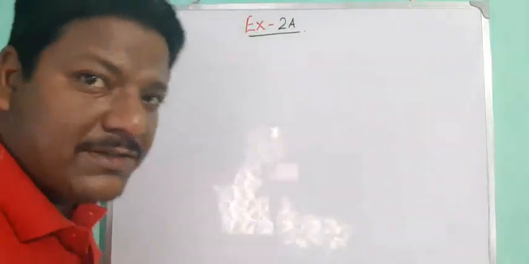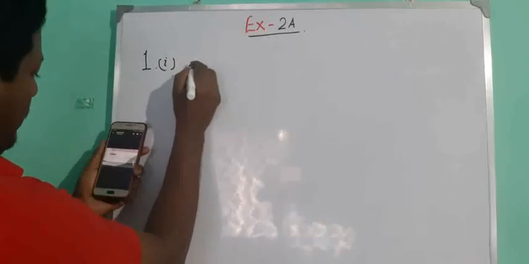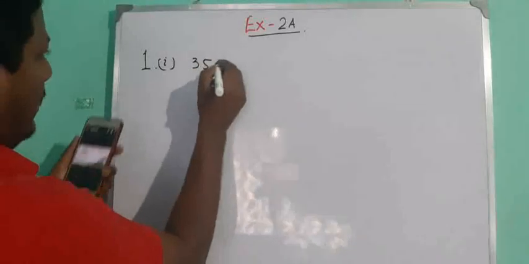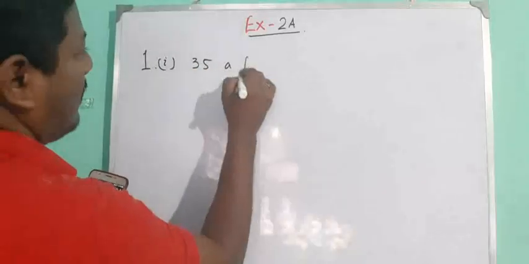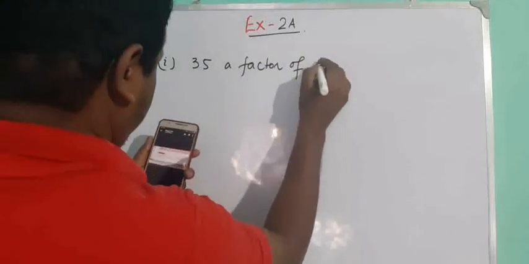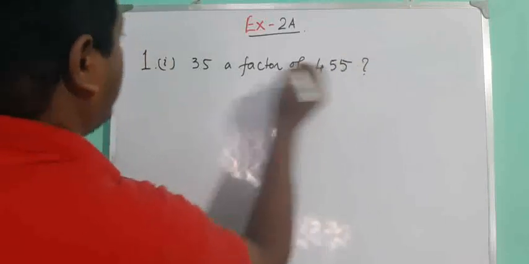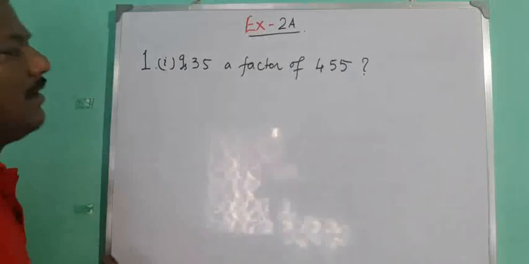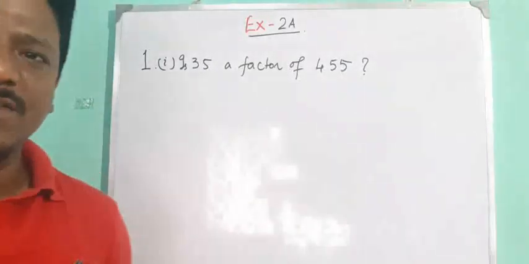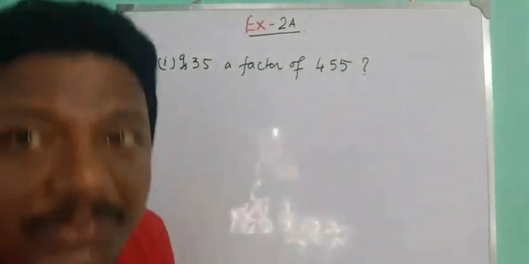Exercise 2A, the first question. Is 35 a factor of 455? The question is, is 35 a factor of 455? So let's have the solution.